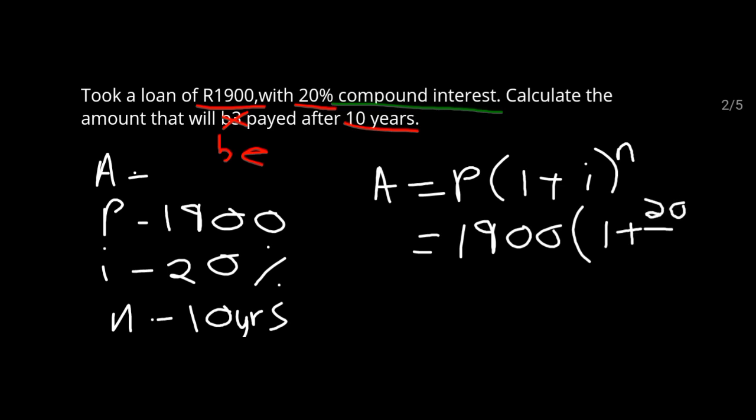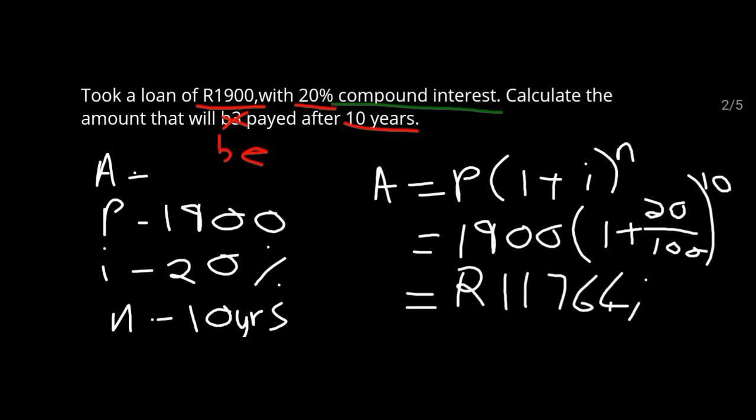So I'm gonna say 20%, I divide by 100 to convert it to decimal. Then the number of years is 10 years. Fill in the years, so I get a good conversion. And then just use your calculator: 1,900 times (1 plus 20 over 100) to the exponent of 10. And that's gonna give you the value of 11,764 and 30 cents. Remember, you're rounding it off to 2 decimal places.